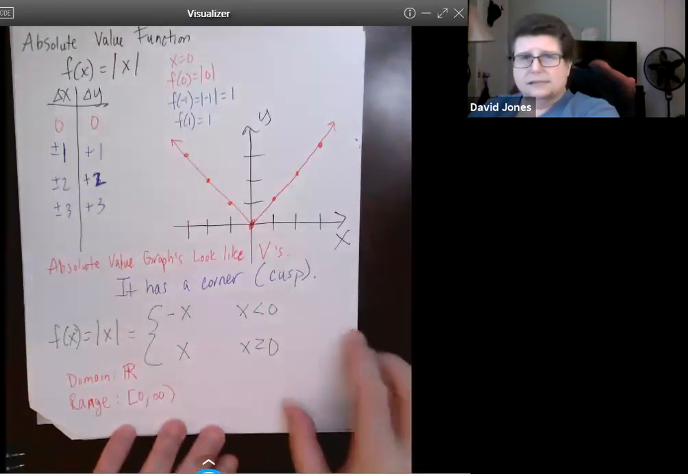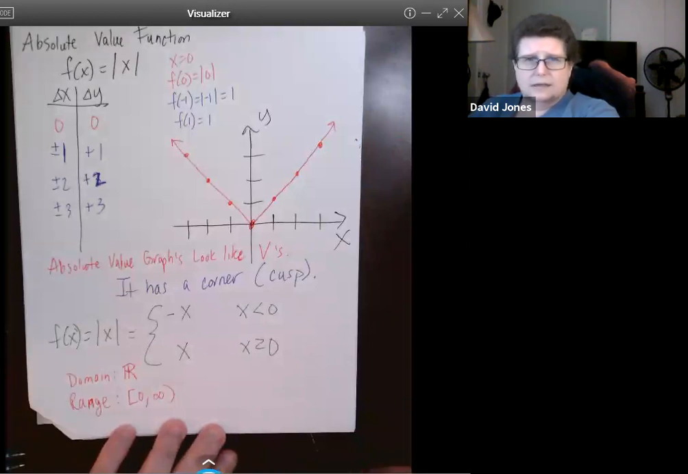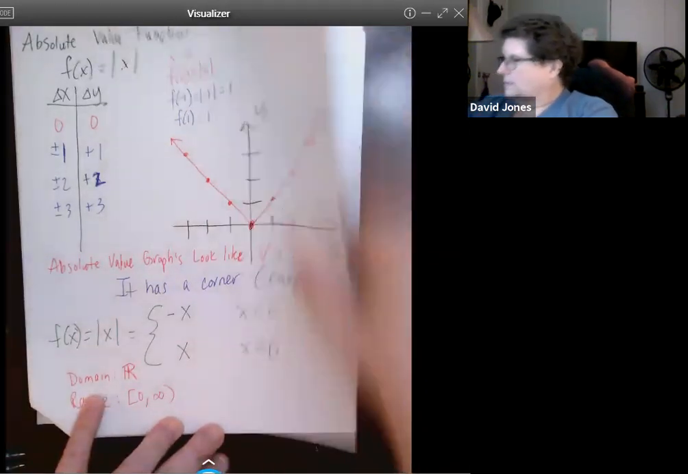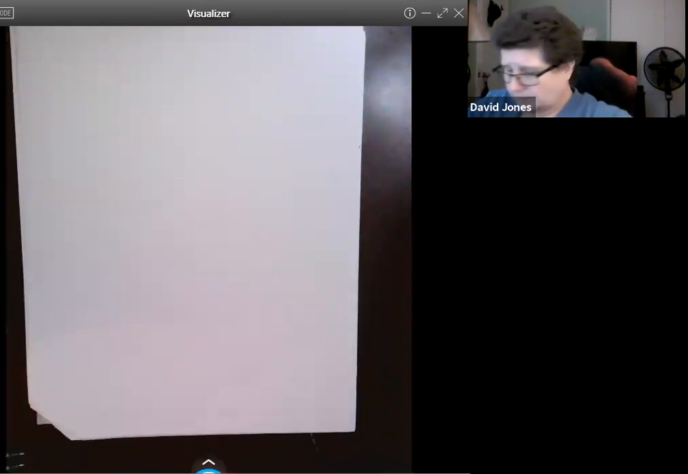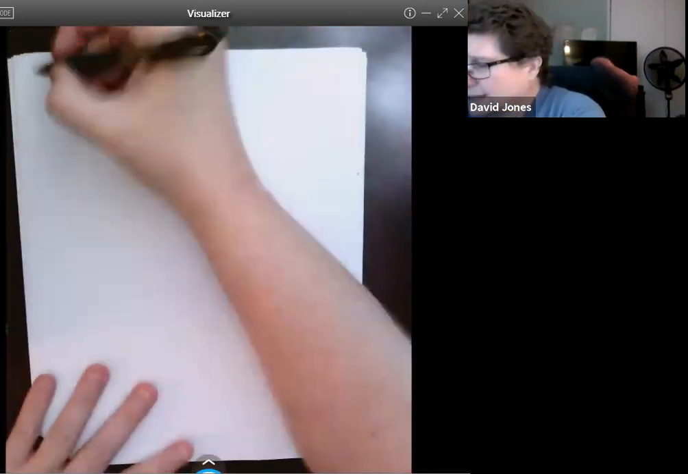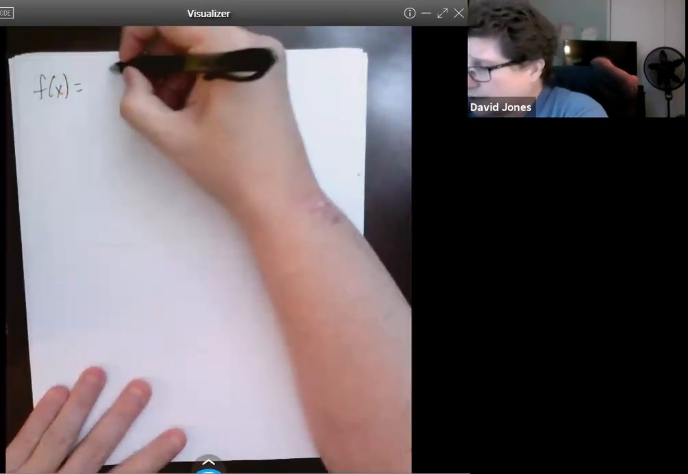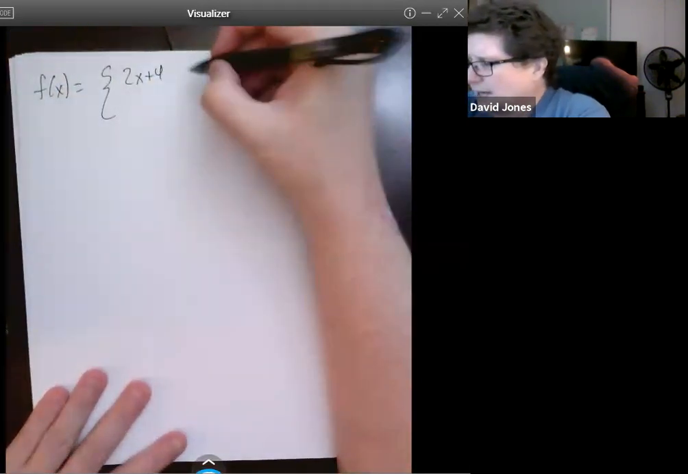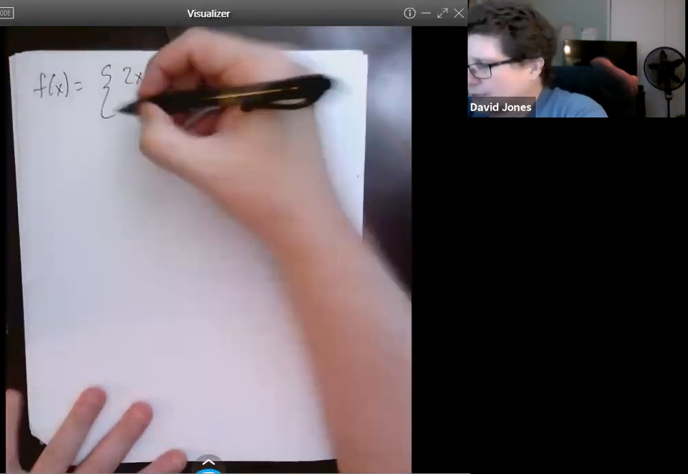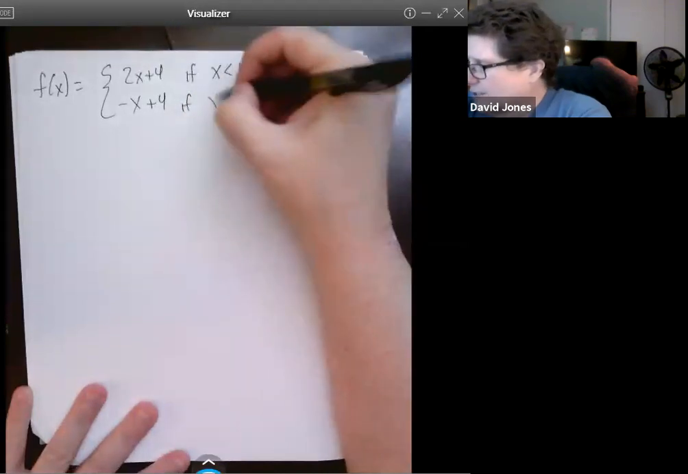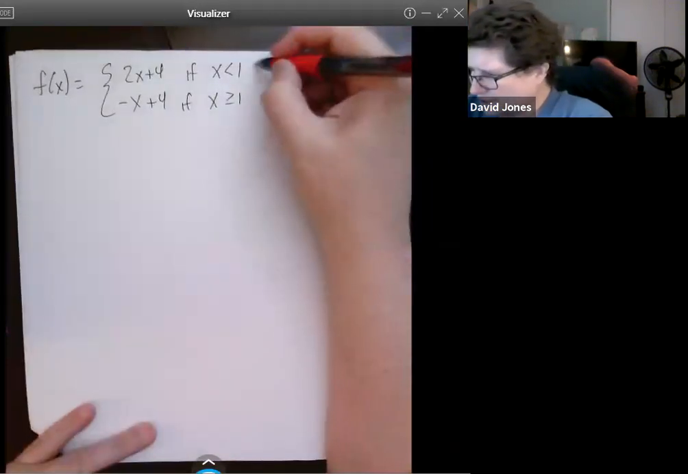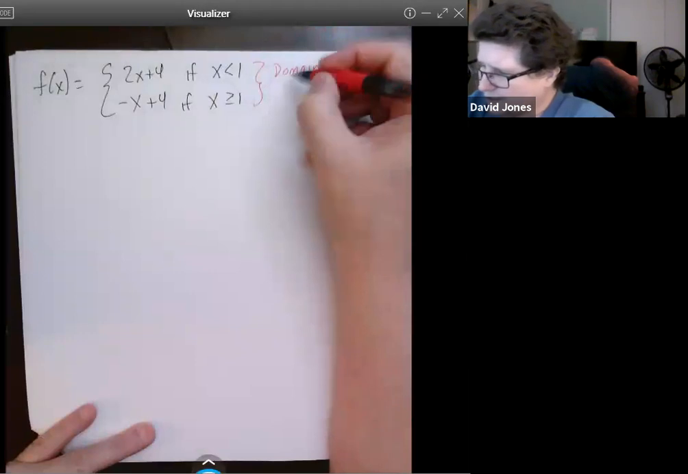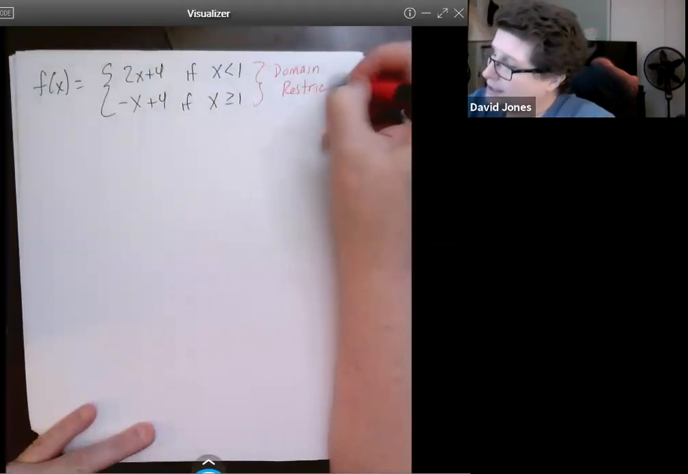Finally, let's look at one that's got a split. Let's look at something like this. F of x equals 2x plus 4 if x is less than 1, and it equals negative x plus 4 if x is greater than or equal to 1. These are called domain restrictions, when we restrict the function to be specific things on specific domains.